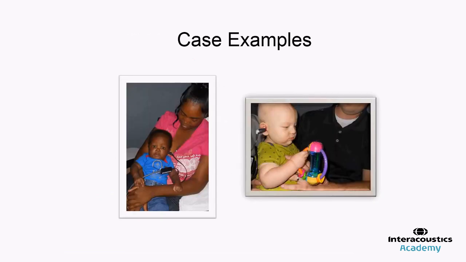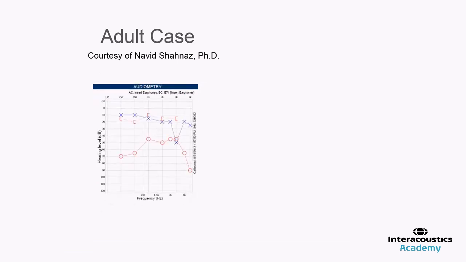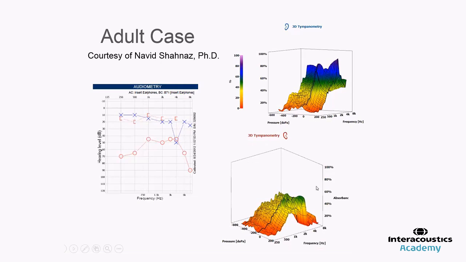I have a couple of case studies I wanted to show you. This is one that was provided by Naveed Shanaz in an adult ear that had otosclerosis. And you can see the very large conductive loss on the right side compared to the left side. And if we look at the 3D tympanometry, you can see very large differences between the more normal left ear, which has a sensory neural notch, and the abnormal right ear that has a very large conductive hearing loss. And that was across a really broad frequency range. We can see that difference.